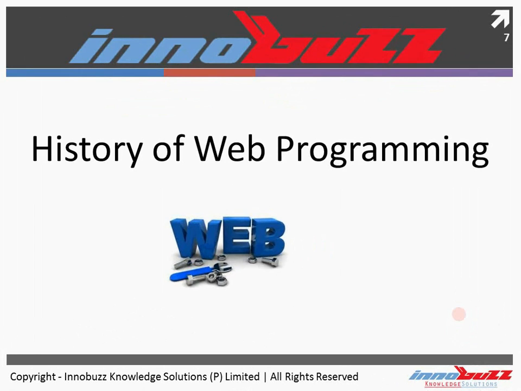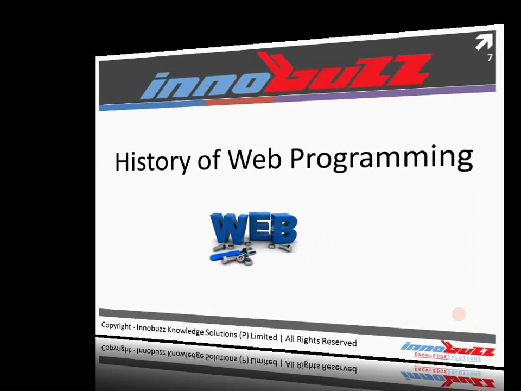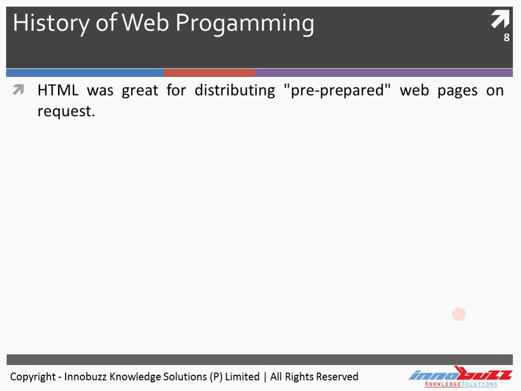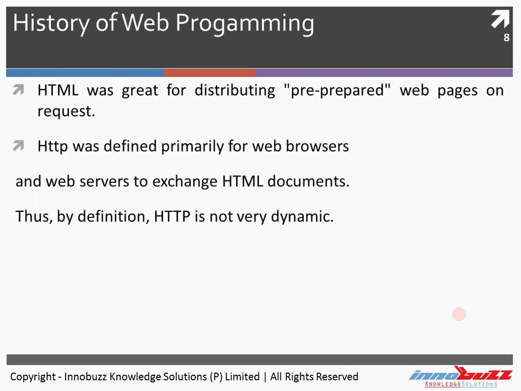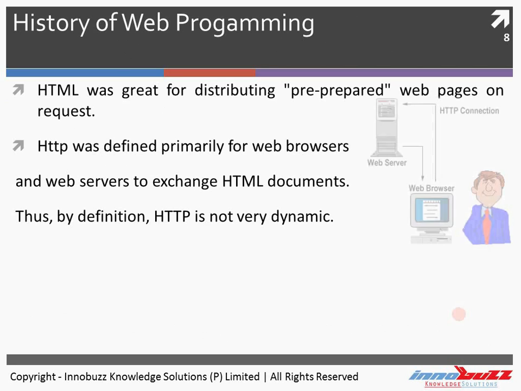Next we see the history of web programming. What is web programming and how did it evolve? Here we have HTML for the beginning, which was great for distributing pre-prepared web pages on request. HTTP was designed primarily for web browsers and web servers to exchange HTML documents. Thus, by definition, HTTP is not very dynamic. It means Hypertext Transfer Protocol is not very dynamic.